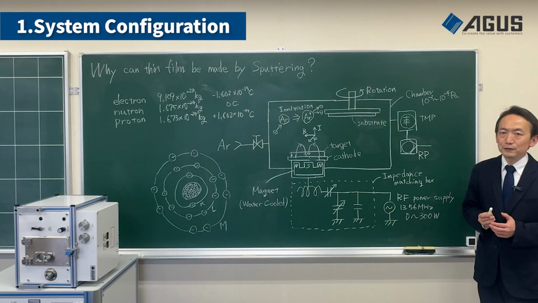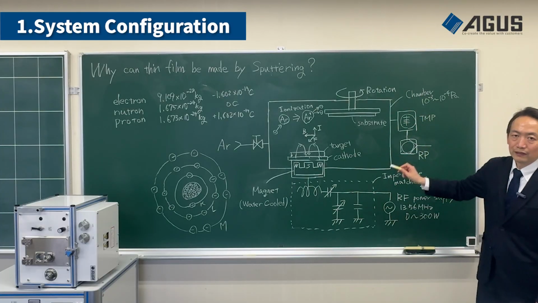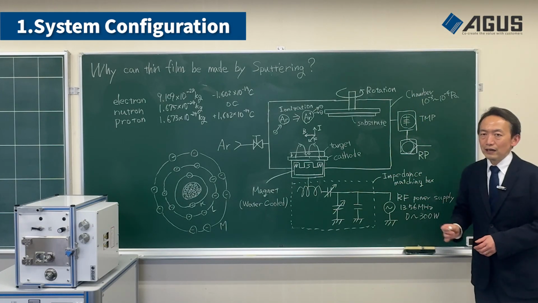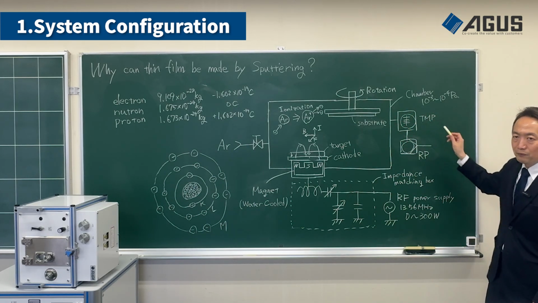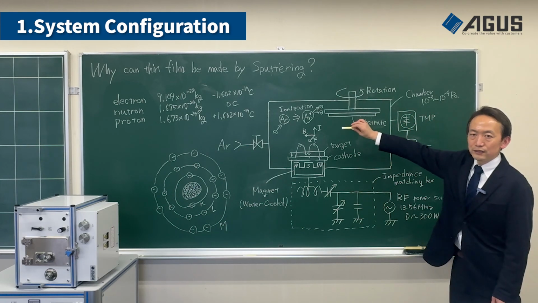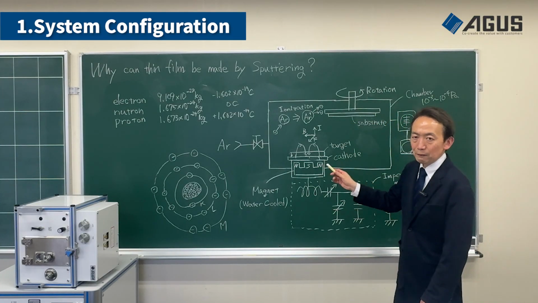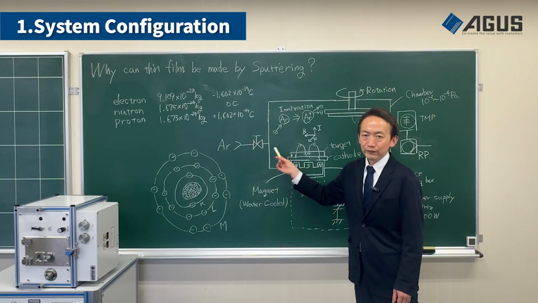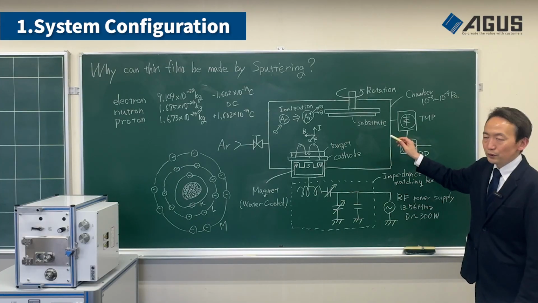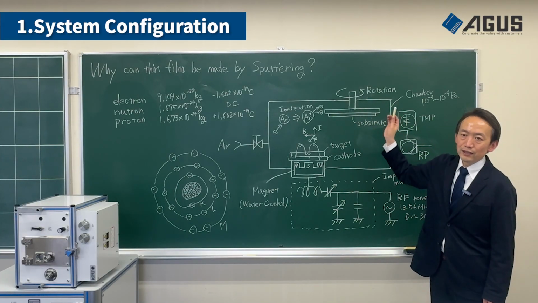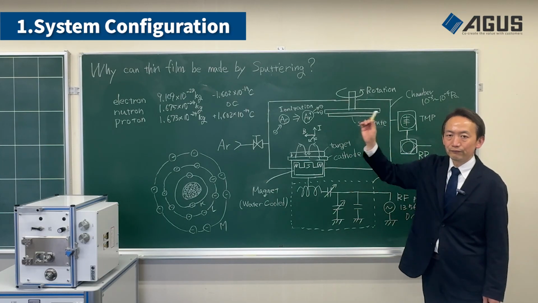First, let me explain the system configuration using this block diagram. The system consists of a vacuum chamber, a turbomolecular pump, and a rotary pump, which together create a vacuum environment. Argon gas is supplied through a gas line, and the substrate is placed on a rotating stage. The film is deposited while the substrate is rotating.